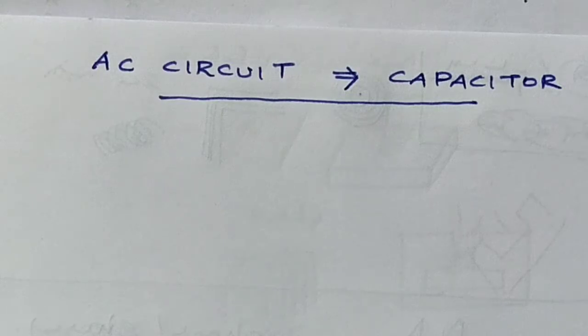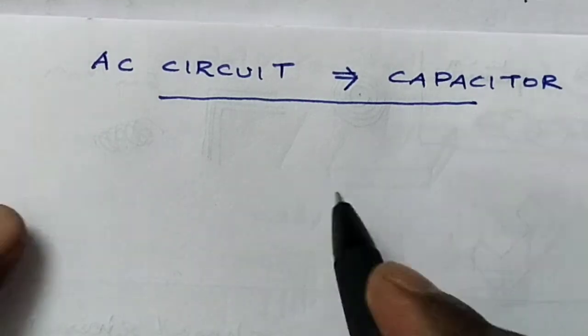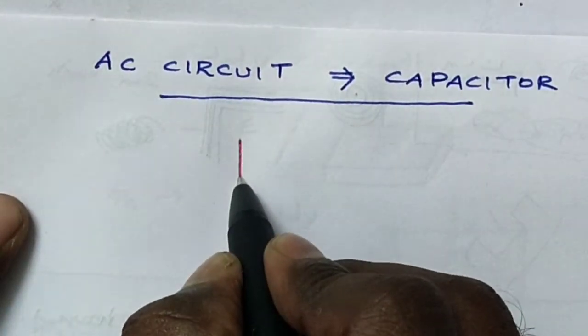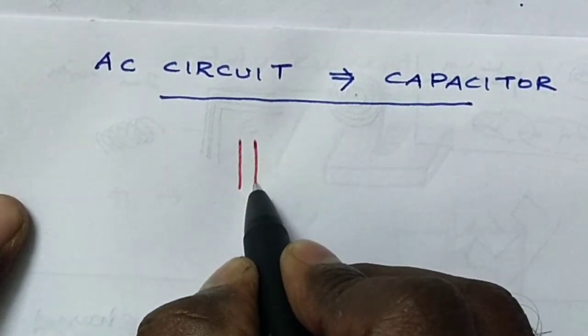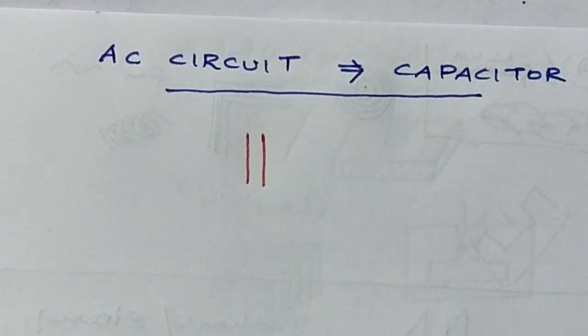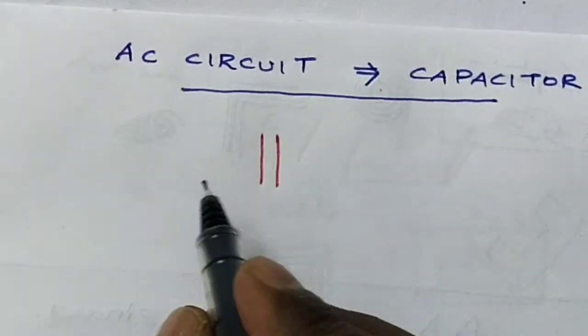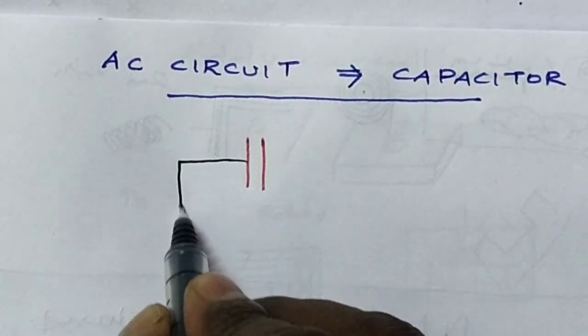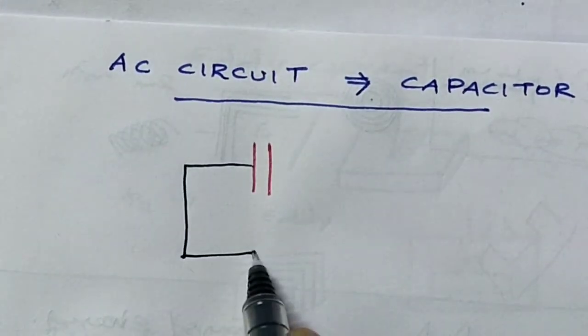Hello everyone. Today we will discuss the topic: AC circuit containing only a capacitor. Here we consider a circuit containing a capacitor, with capacitance C. We already know the capacitor is a parallel plate, so the capacitor is connected across an alternating voltage source.